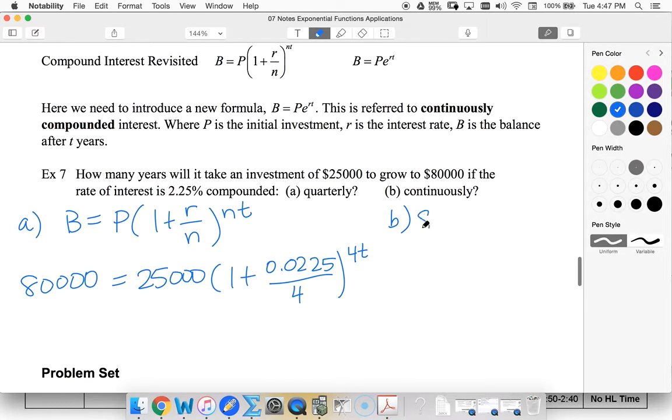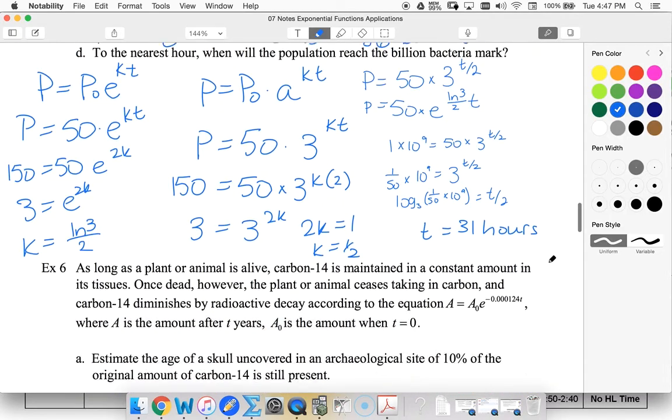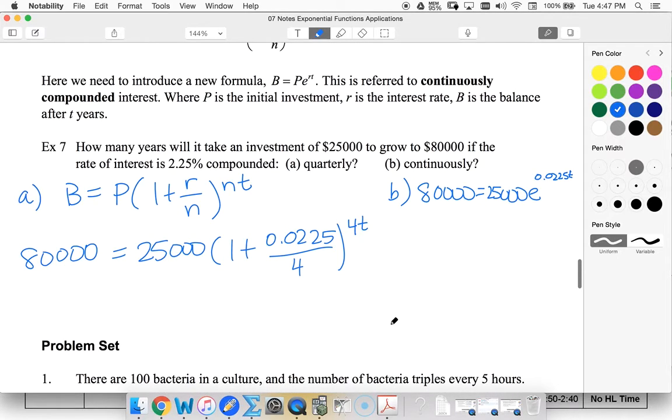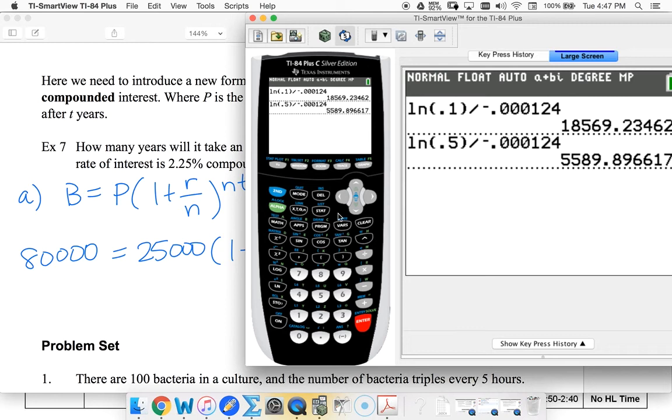And now let's plug in our other formula. So for continuous, we've got 80,000 equals 25,000 e to the 0.0225 t. Whoa, sorry, 0.0225 t. And I'm going to put these into my calculator and look at the table. So we're going to want to know, if we said quarterly, we would say to the nearest quarter. If we said continuously, maybe we would want to the nearest day.